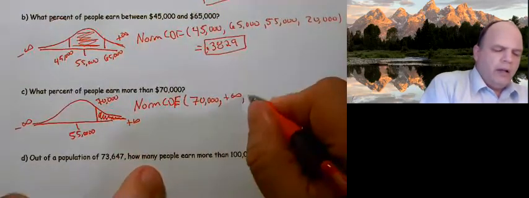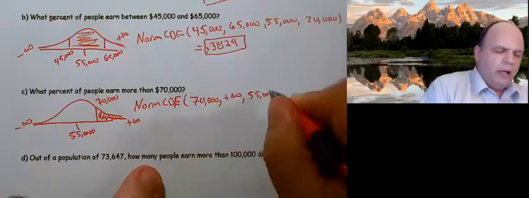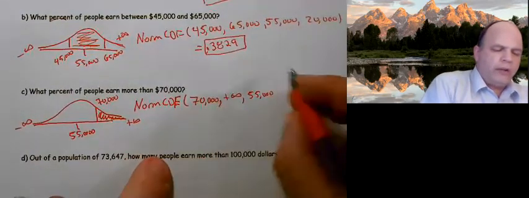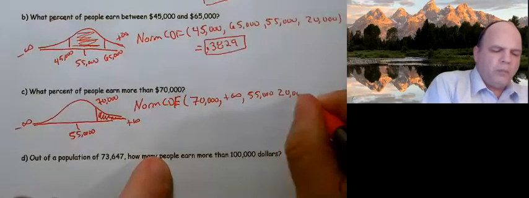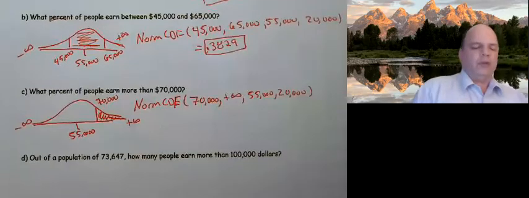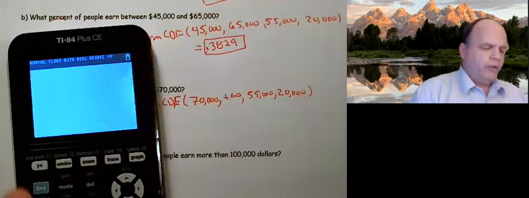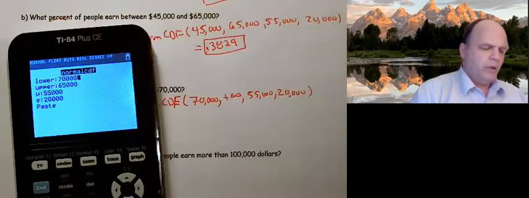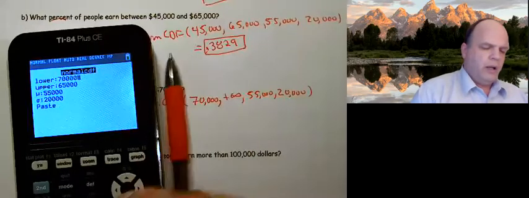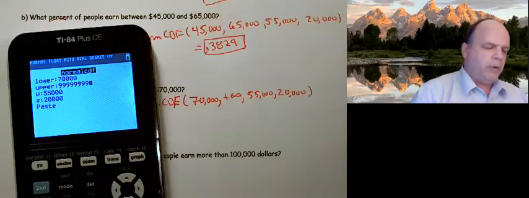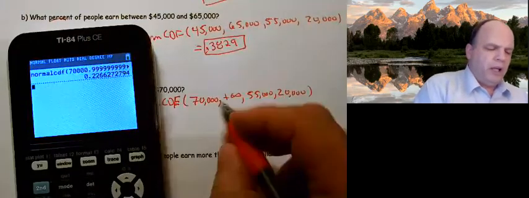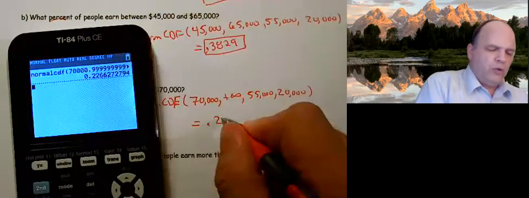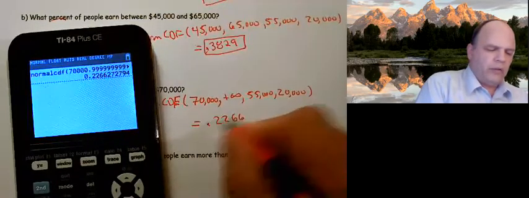My mean is 55,000, and my standard deviation is still that 20,000. All right, so here we go to the calculator. Second vars, normalcdf, lower bound 70,000, upper bound, we're going to load this up with a bunch of nines because this is going to infinity. Mean is still 55,000, standard deviation is 20,000, and we end up getting 0.2266.